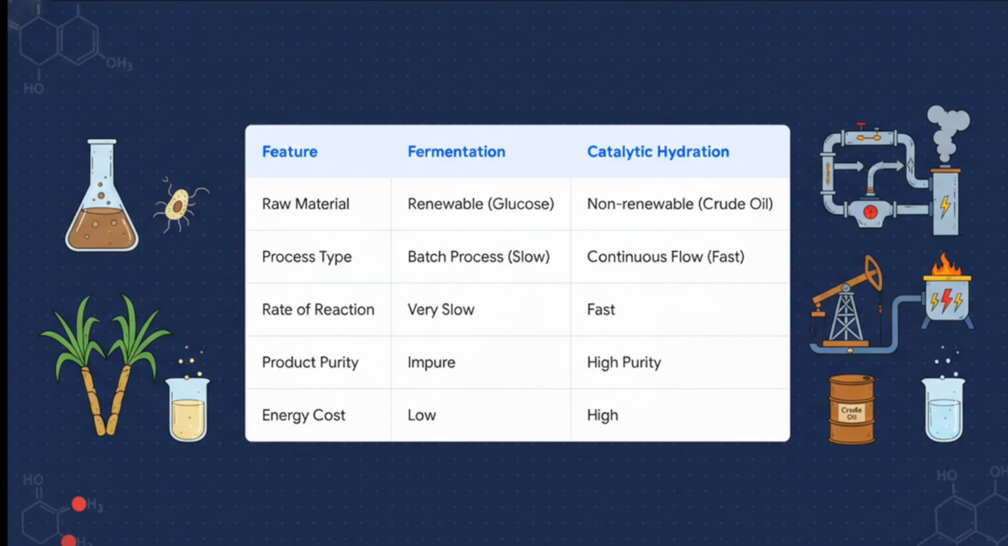And this table just lays out the trade-offs perfectly. Fermentation, it uses renewable stuff like sugarcane, which is great, but it's a really slow batch process. And the ethanol it makes is impure, so you have to distill it. Hydration, on the other hand, is a super fast, continuous process that gives you really pure ethanol. The catch? It relies on ethene that comes from crude oil, a non-renewable resource, and it takes a ton of energy to maintain that crazy high temperature and pressure.